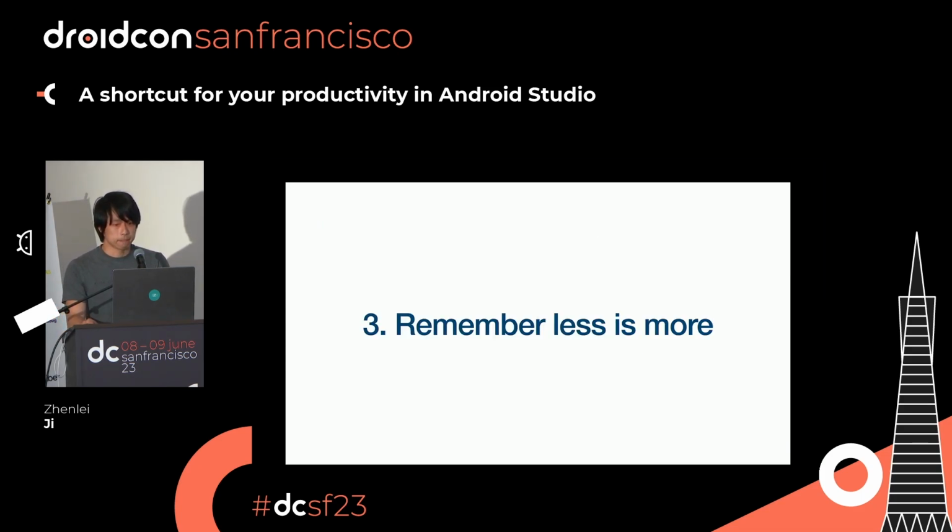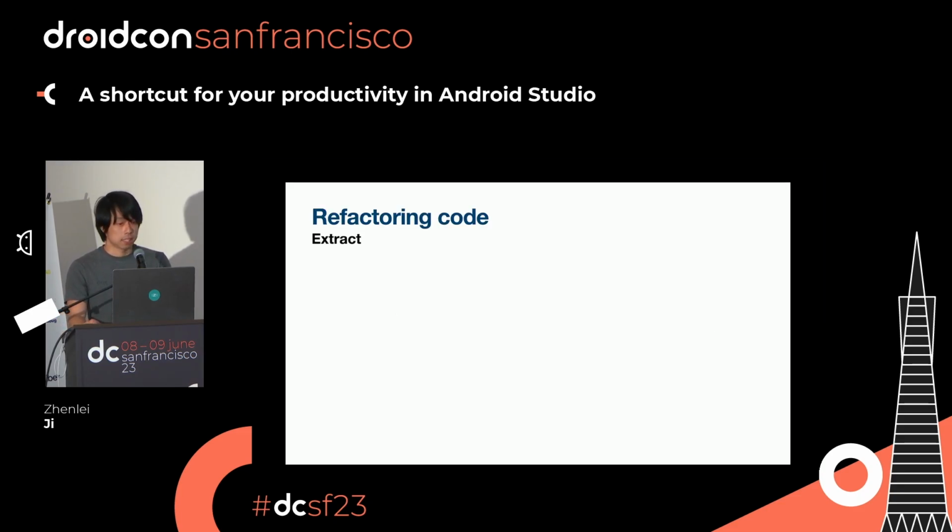Cool, right? And then the third point is try to remember sometimes less is more. What does this mean? There is this example here. That's the refactoring the code. So if you want to extract some code, you can use this command, option command V.